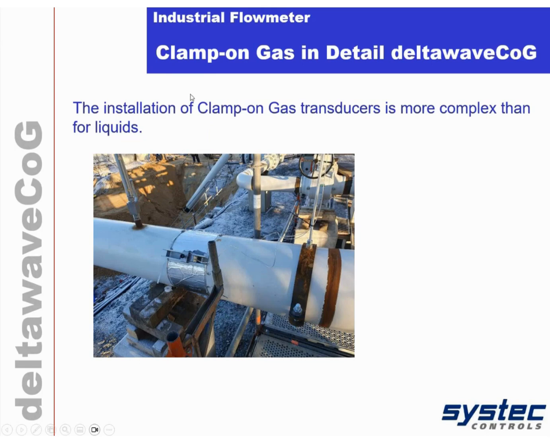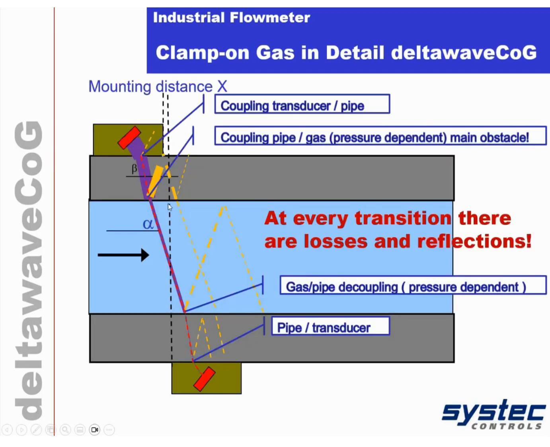So once more, this is why the installation of clamp-on transducers is a little bit more complex as for clamp-on liquids. Once more, for clamp-on liquids, the good thing is that the liquid has not the same density, but a similar density as the pipe. Therefore, the impedance jump is much smaller here, and we get much more signal for liquids inside than for gases.